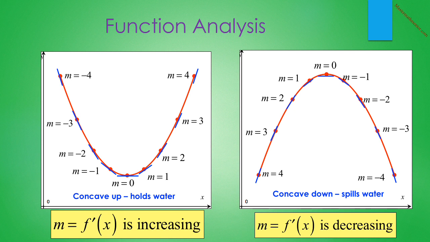Notice how the reverse is true on the concave down curve. The slopes are decreasing. They start at 4, then 3, get to 0, and then continue -1 down to -4. So the slope, which we know is f prime of x, is decreasing on concave down curves.